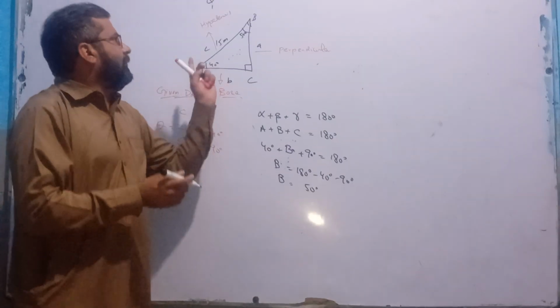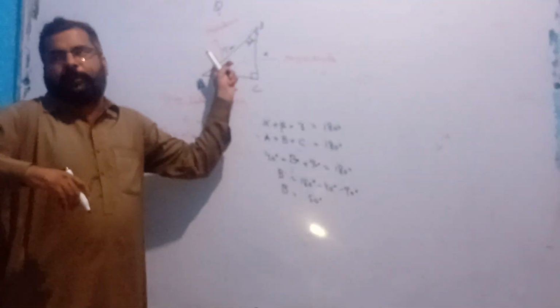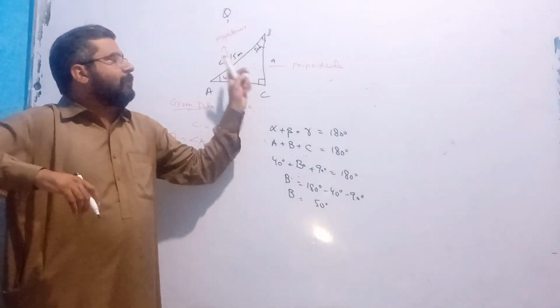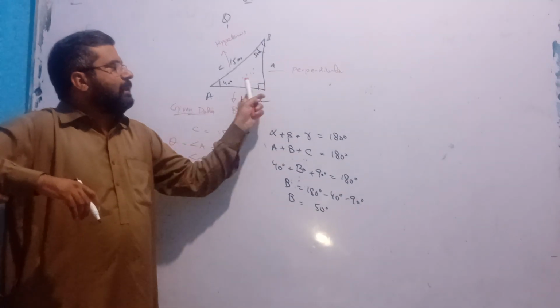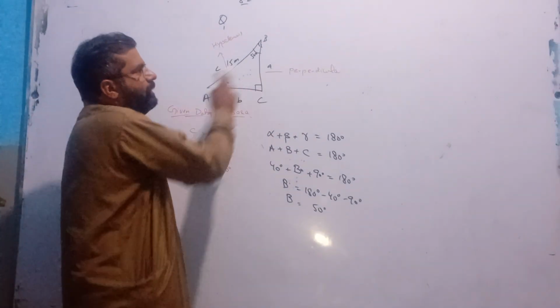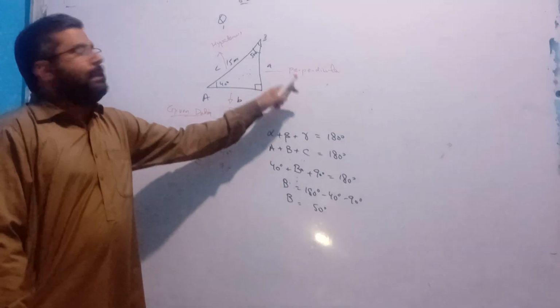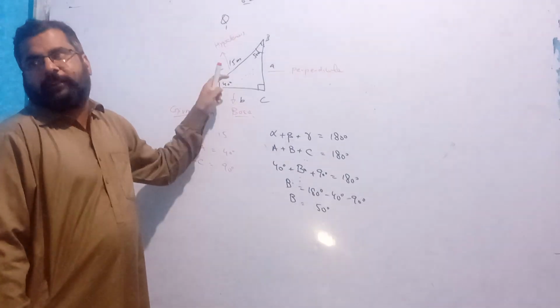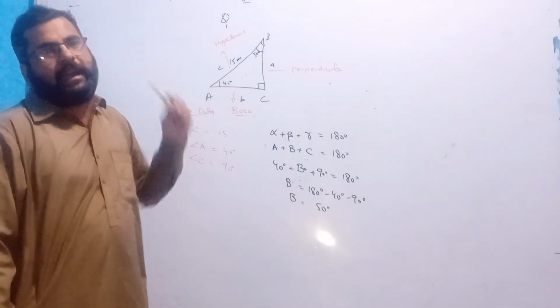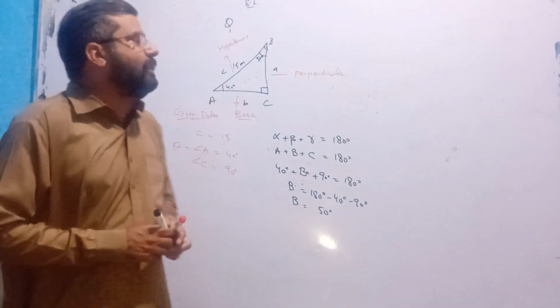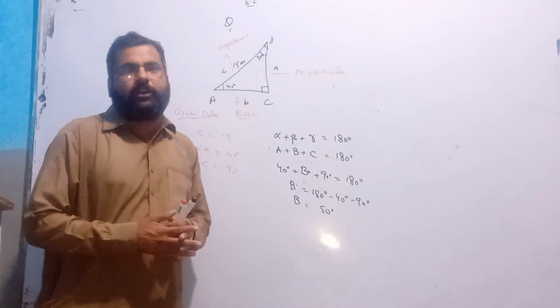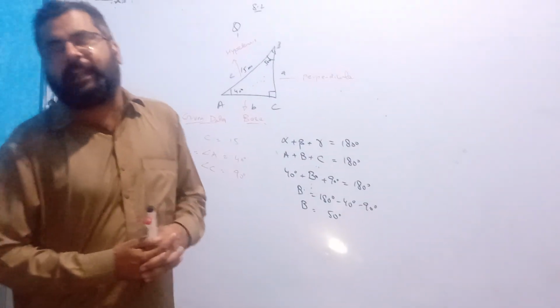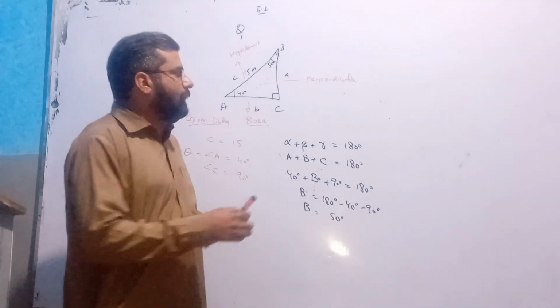Now, we have only one side, hypotenuse. Now I solve these two sides A and B. So A is our perpendicular and the given side is our hypotenuse. It means you have to write the formula in which hypotenuse is included. So we have two formulas: cos theta is base over hypotenuse and sin theta is perpendicular over hypotenuse.